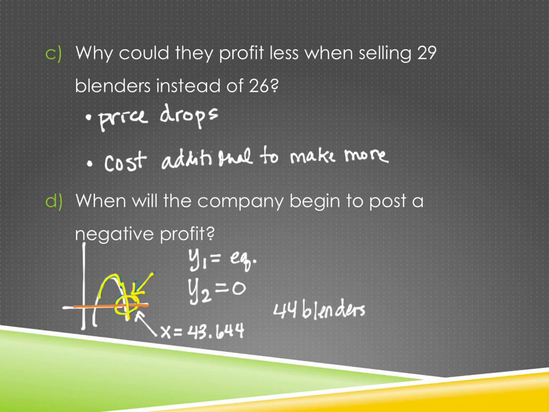And again, how is that possible? Well, they probably had to lower the price or their costs increased to such an extent that it was no longer profitable to sell that blender for whatever reason. Any questions on that? Okay, that's it for 1.9.